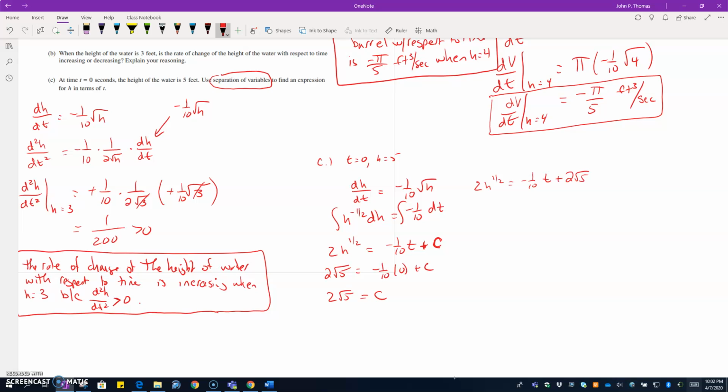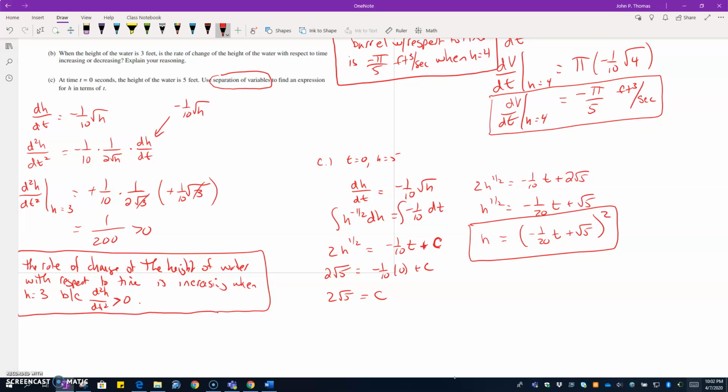Now this very explicitly said find an expression for h in terms of t. So I need h by itself. I'm going to divide both sides by 2. So I have h to the 1/2 equals negative 1/20 t plus root 5. And then I'm going to square both sides. So h equals the quantity negative 1/20 t plus root 5, quantity squared. And that would give me a function for h in terms of t, which is exactly what they asked for.